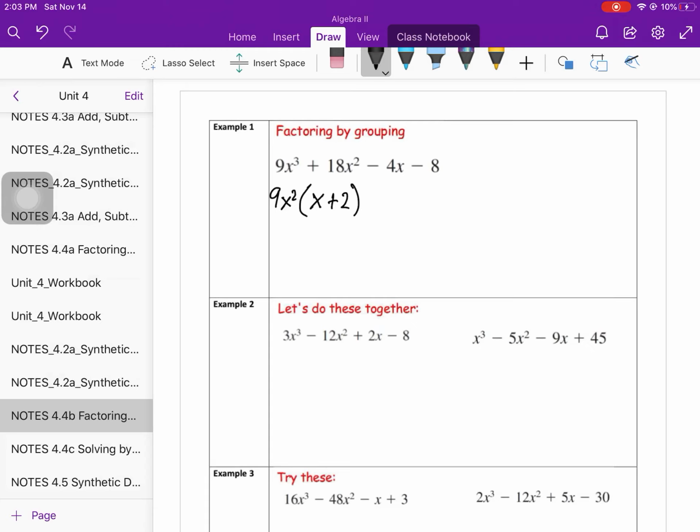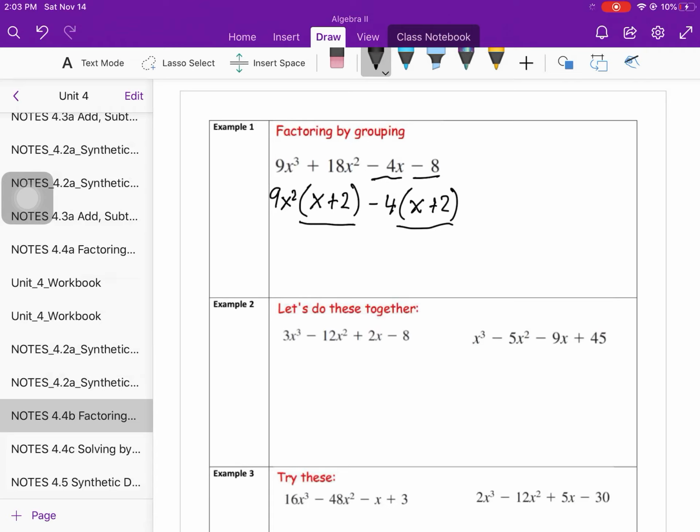Now we're going to ignore the first two terms, and we're just going to look at the negative 4x and the negative 8. What can you take out of both of those terms? Well, you can take out a negative 4. And then we're left with x, and remember, negative 8 divided by negative 4 would be plus 2. Now if you look at the parentheses that we have here, these are the exact same thing.